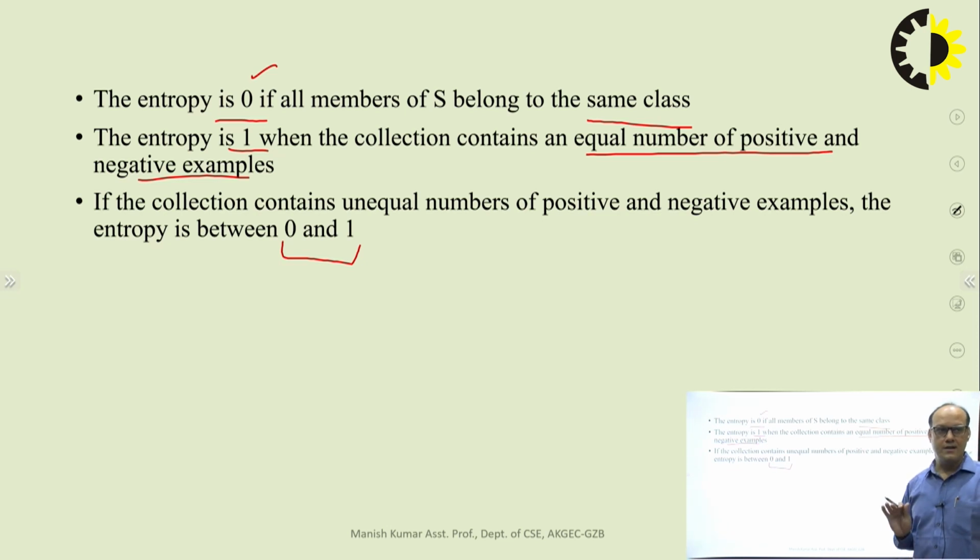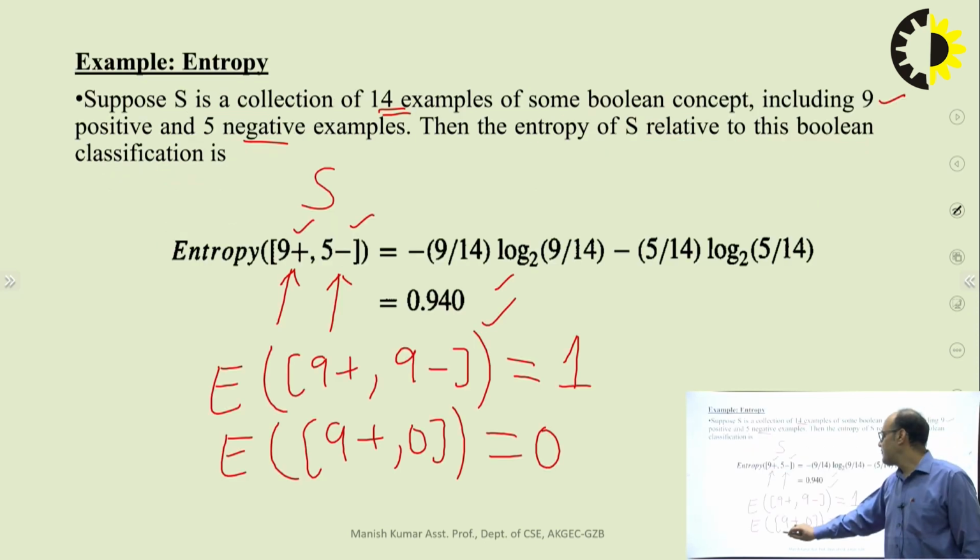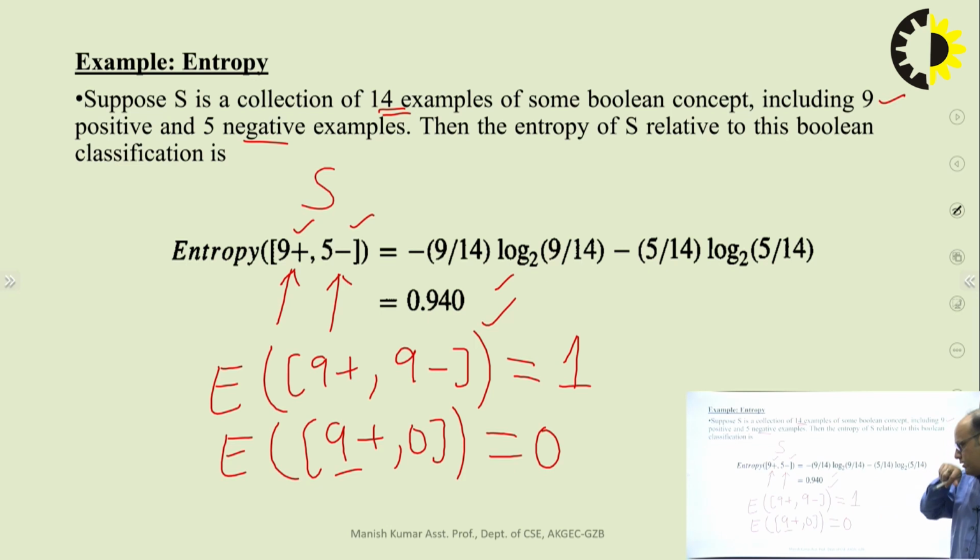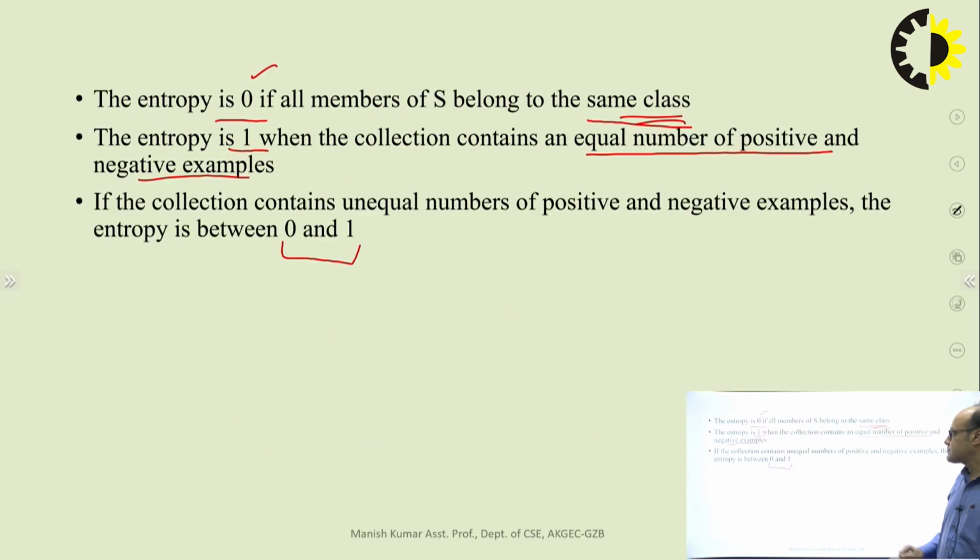Right? Now, just keep in mind, if the entropy is zero, we need not calculate if all the members belong to the same class. Okay? I need not do any calculation. If in the given example we have only 9 positive examples and no negative example, we need not do any such calculation. We just put 0 here, right?